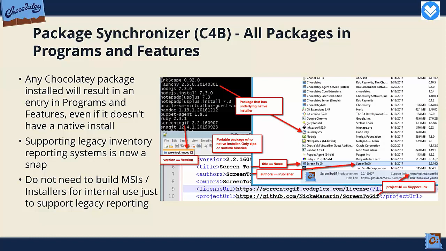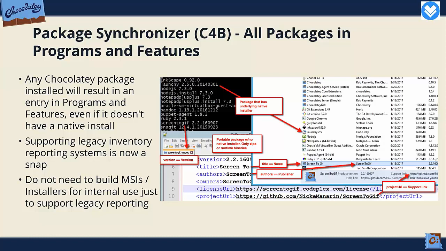And so in the image here you see Launchy. Launchy has an installer, and so it's going to show up just as it always would, whereas something like Screen to GIF is a portable package. It's just a zip. I'm able to also see that over here in programs and features, and you'll see it has a little indicator, has the Chocolatey icon next to it. We can also uninstall directly from programs and features now using that, which is particularly handy as well.